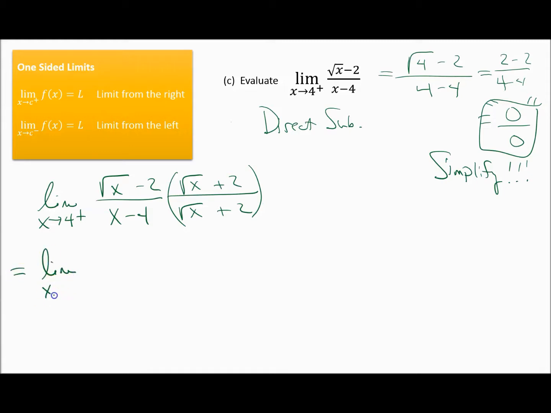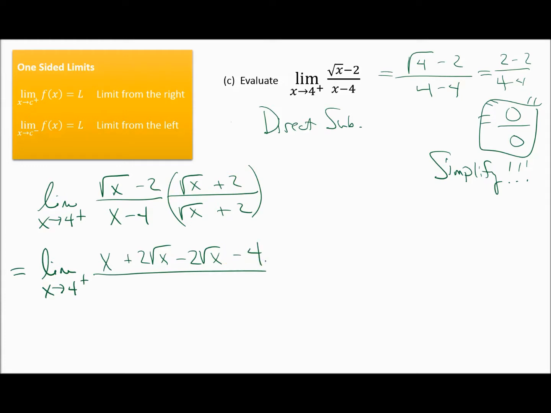This is the limit as x goes to 4 from the right. Now I multiply the square root of x times the square root of x. So that equals the square root of x squared, which is x. Square root of x times 2 is positive 2 square root of x. Negative 2 times square root of x is minus 2 square root of x. And negative 2 times positive 2 is minus 4.